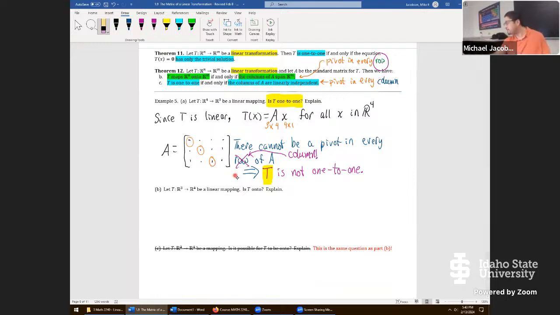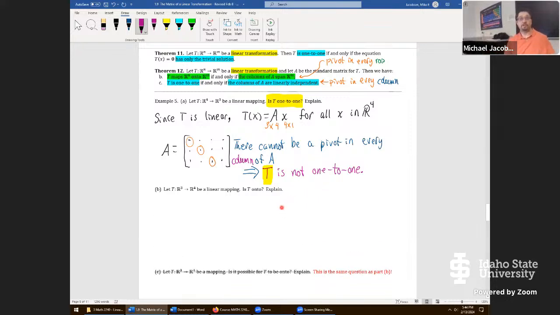Okay, let me put this like this. And just so the notes are more readable, let me write this in as a column. Just wanted to show where the mistake was. There we go, can just barely fit it in. So there cannot be a pivot in every column, means there's no way this one is 1 to 1. Other questions so far, folks?